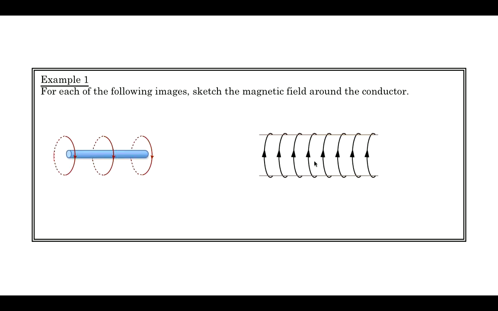What about something that looks like this? Here we'd use right-hand rule number 2. I've got my fingers wrapping in the direction of the coil current, and so the direction of the magnetic field is either this way or this way. Of course, if you use the right-hand rule, it goes in this direction.